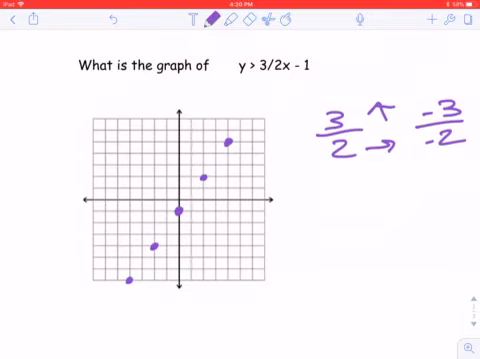Now, since there is no or equal to sign on this inequality, that means every point along that line is not a solution, so I'm going to use a dashed line to represent that.